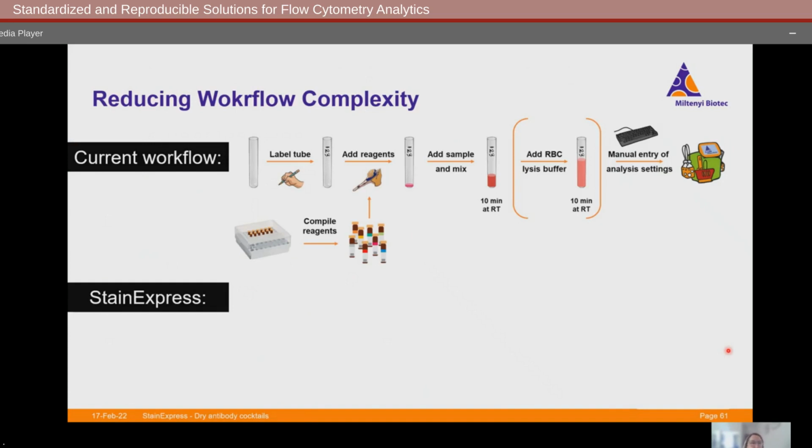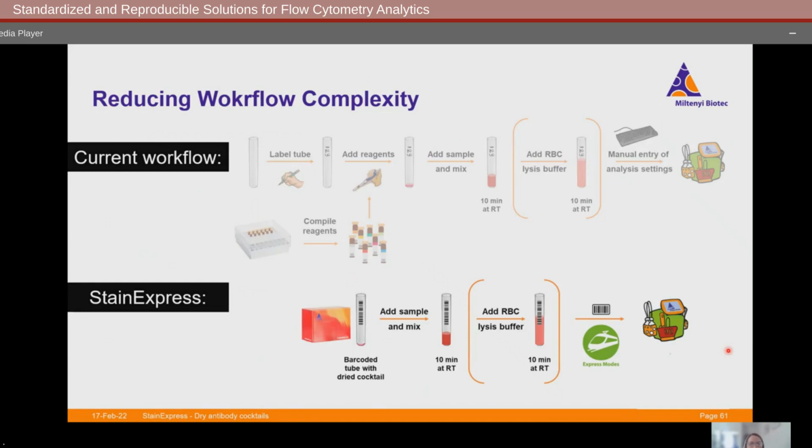So, a current workflow for doing these types of panels in IPC/QC would be a lot of manual hands-on labor. But with Stain Express, you really have that ability to just add your sample to a barcoded tube, maybe add your lysis buffer if needed, leave it for staining, scan it on the instrument using the express mode, and then just plug and play and let it go.